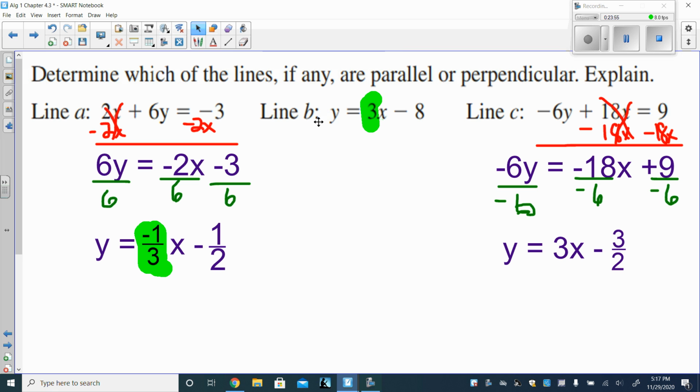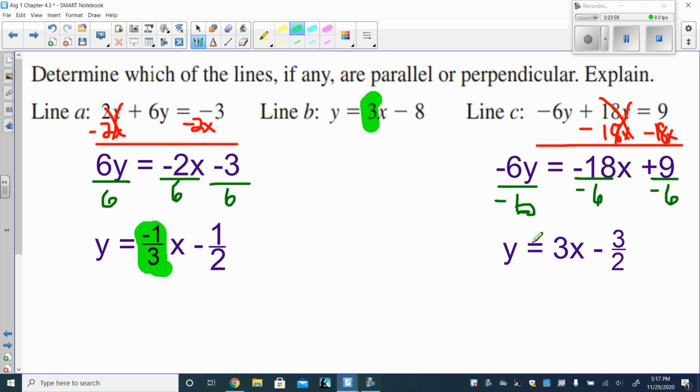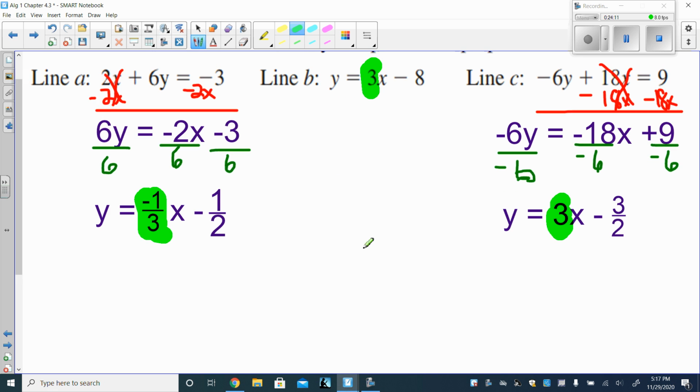And now that we have this, we have all three slopes. So we have all three lines in slope-intercept form, which tell us the slopes. So for line A, the slope is negative 1/3. For line B, the slope is 3. And for line C, the slope is 3.